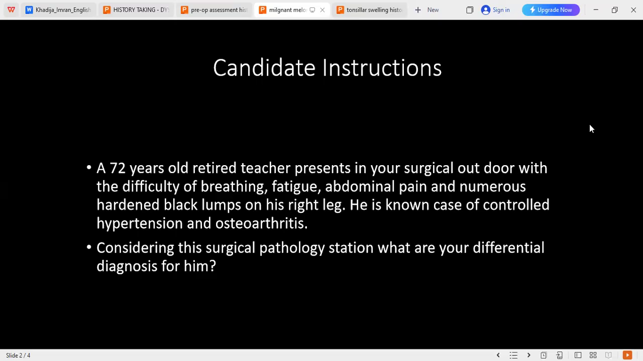What do you have to keep in your mind when you consider the Clark's level? It's the depth of invasion of the lesion, the anatomical level of invasion. Please tell me what are the genes which are responsible for familial malignant melanoma? It includes CDK4, BRCA2, MC1R, and CDKN2A.